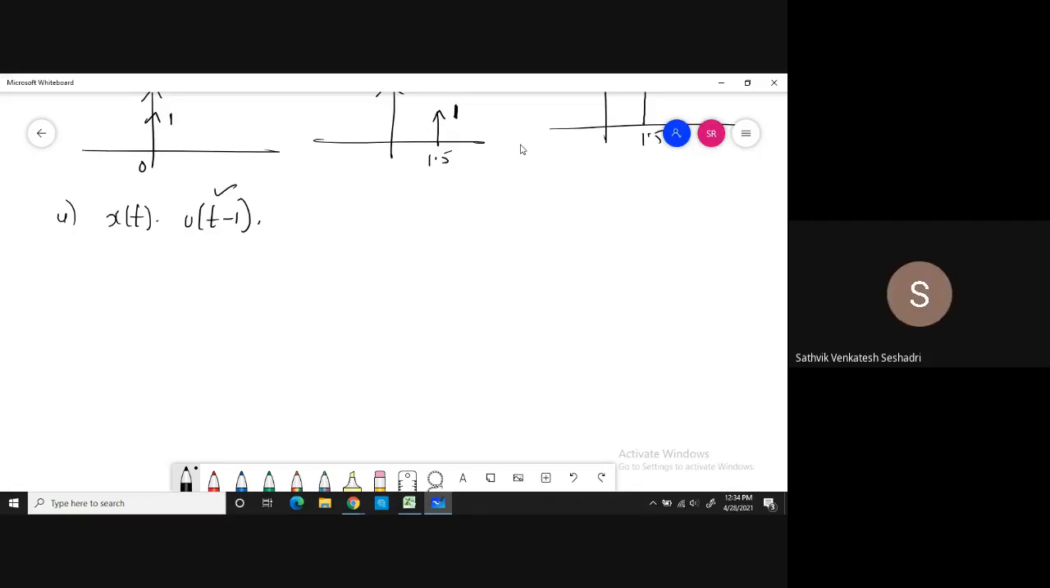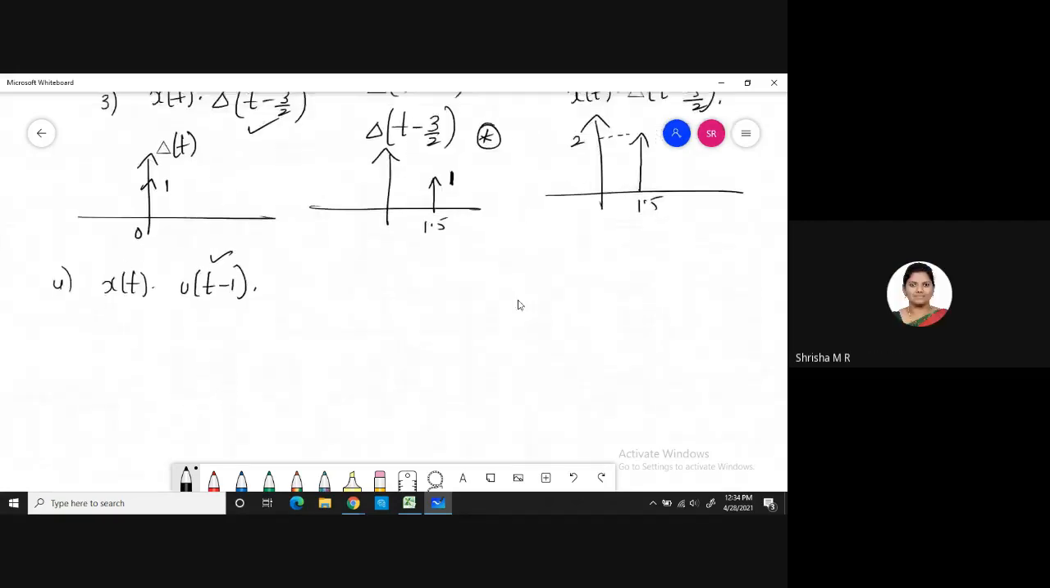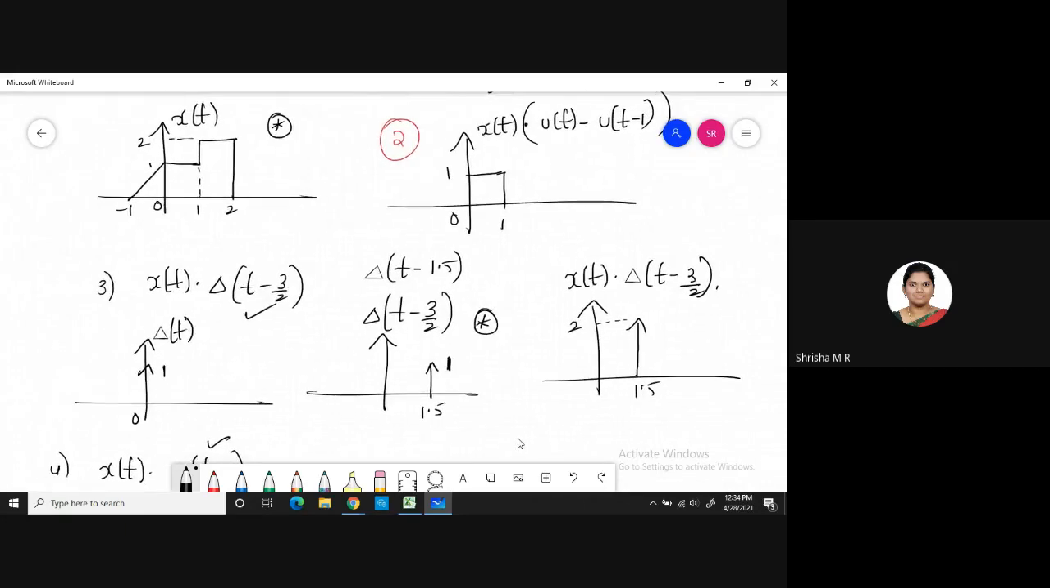Scroll up, ma'am. Just a minute. Yeah. This is your third waveform. Okay. Yes, ma'am.